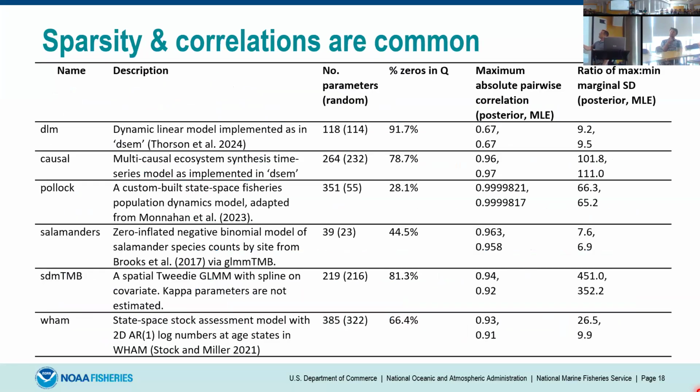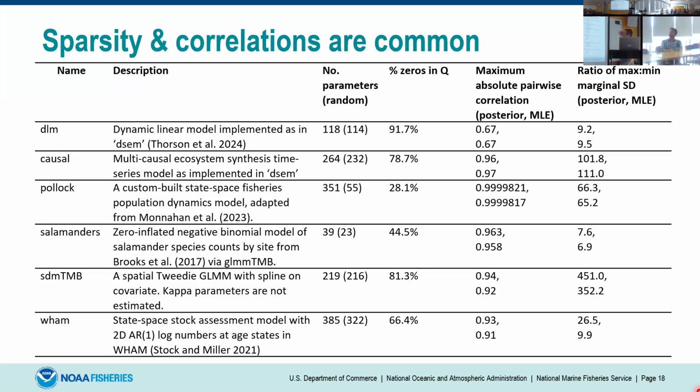Okay, so here are some models I pulled: a dynamic linear model, a causal model, a Pollock stock assessment, GLMM TMB, SDM TMB, and a WAM. This is a state space stock assessment. So some kind of fisheries-adjacent models. They're a couple hundred parameters at most, so not really big. Sparsity here, percent zeros in Q, ranges from 92 to a low of 29 or so.